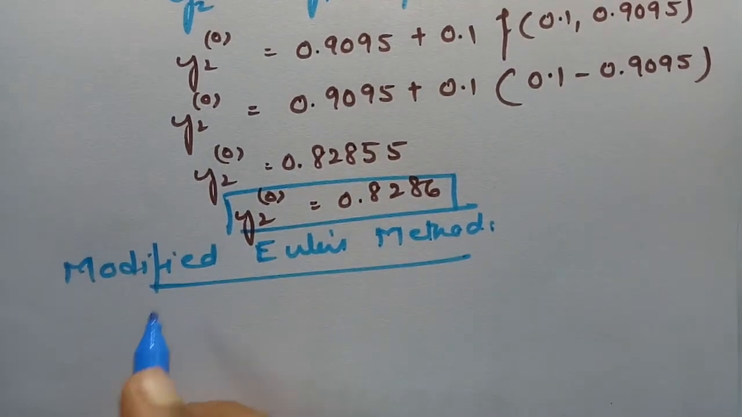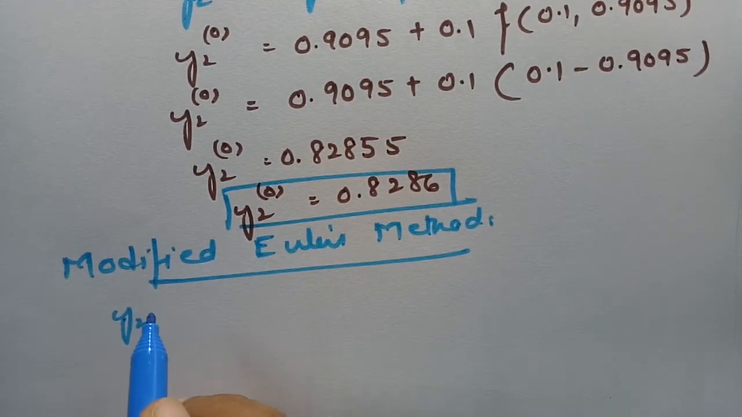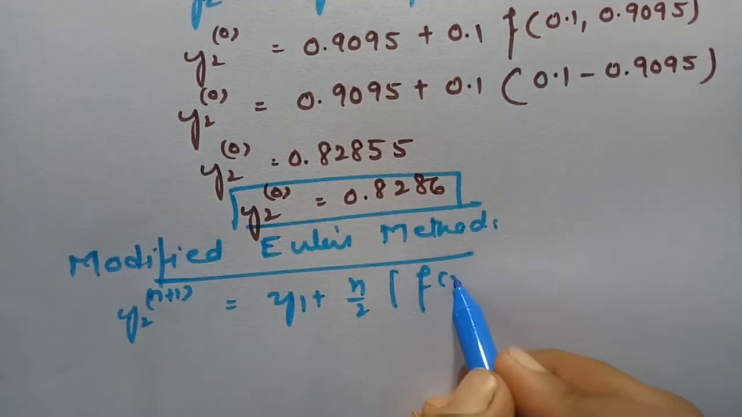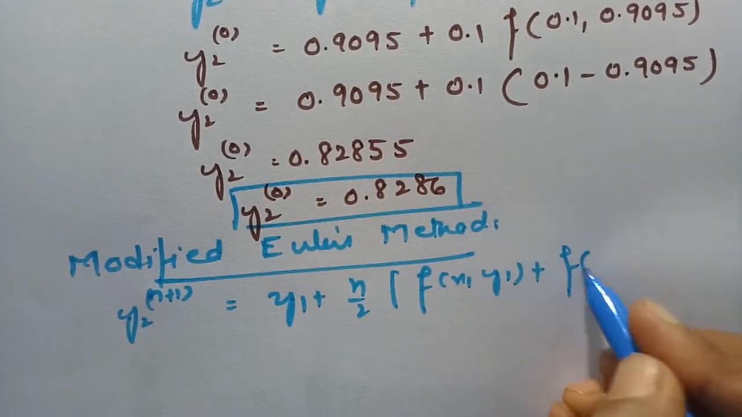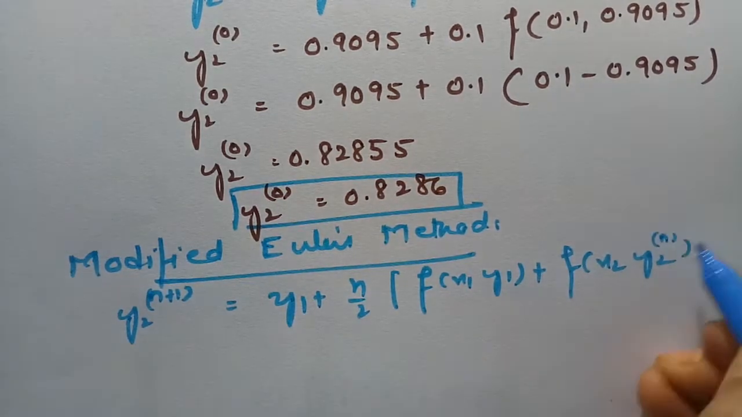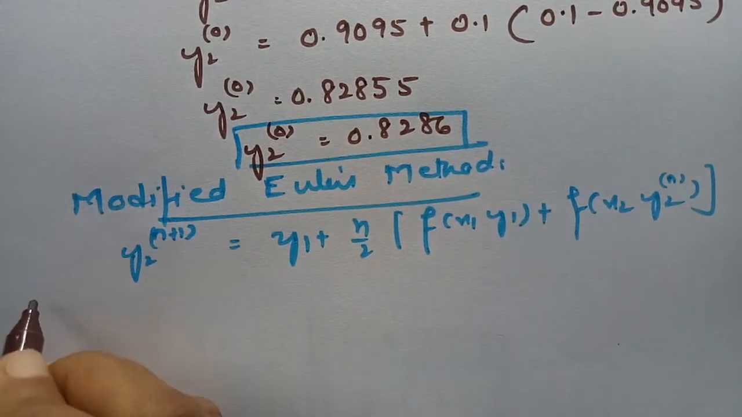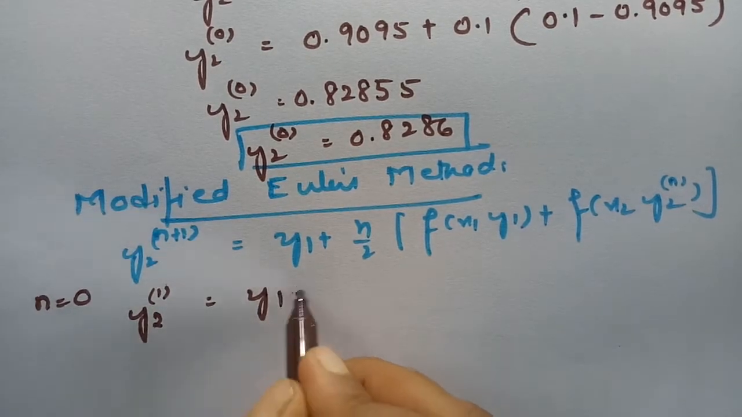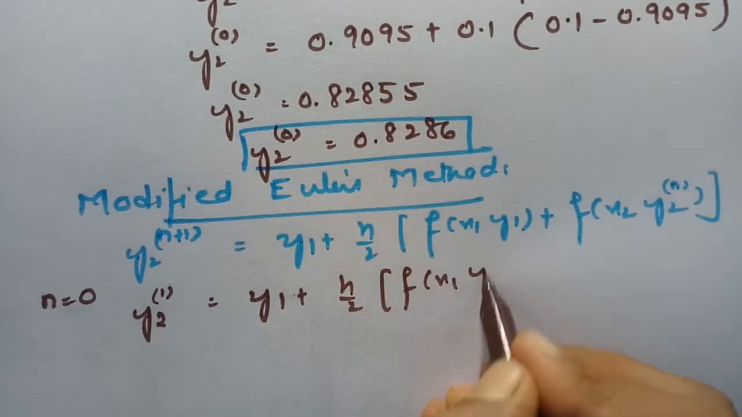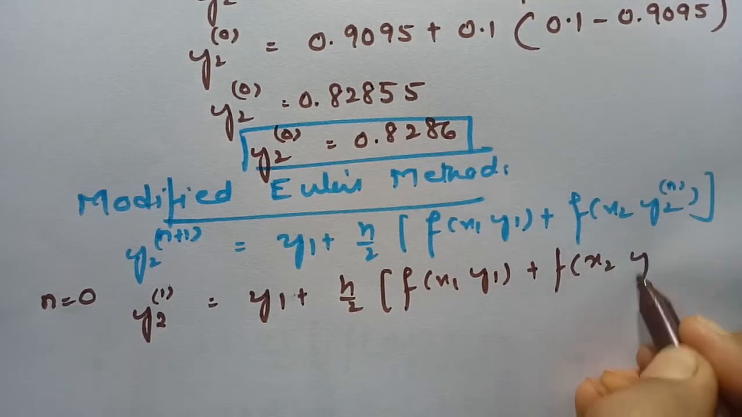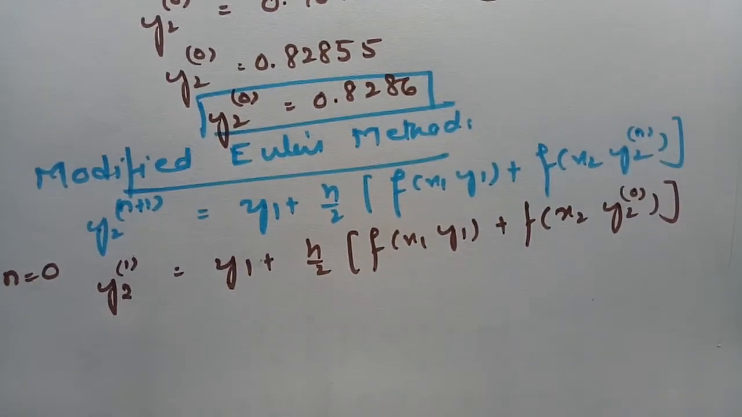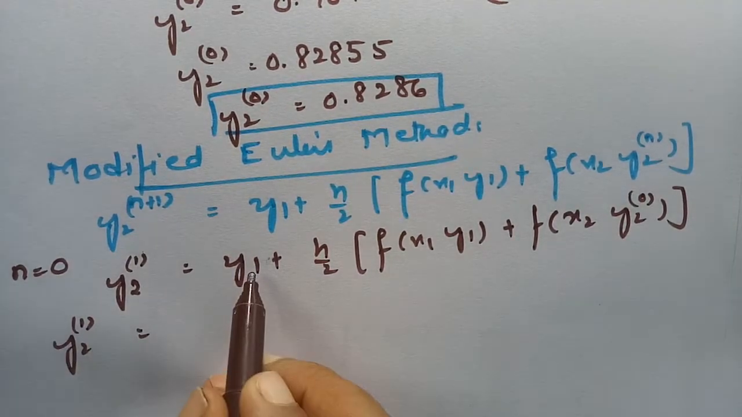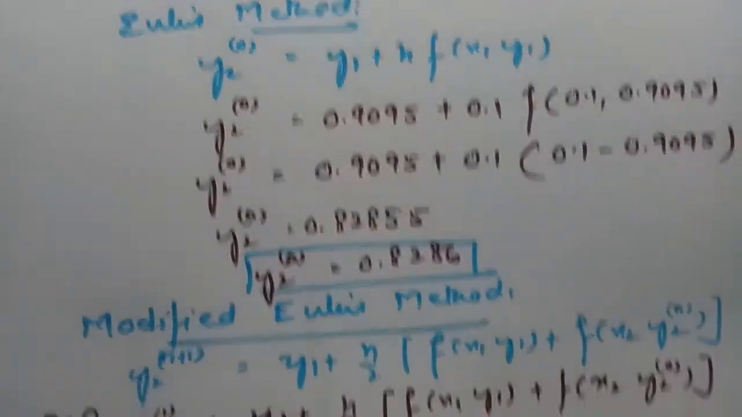I'll show you the formula for this. This is y2 at the n plus 1th approximation is equal to y1 plus h by 2 times f of x1 y1 plus f of x2, y2 at the nth approximation. So first of all, I will keep n equal to 0. Then y2 at the first approximation will be y1 plus h by 2 times f of x1 y1 plus f of x2 y2 at the 0th approximation. So all the values are ready here, so I'll substitute the values. So y2 at first approximation, what is y1? This is 0.9095.